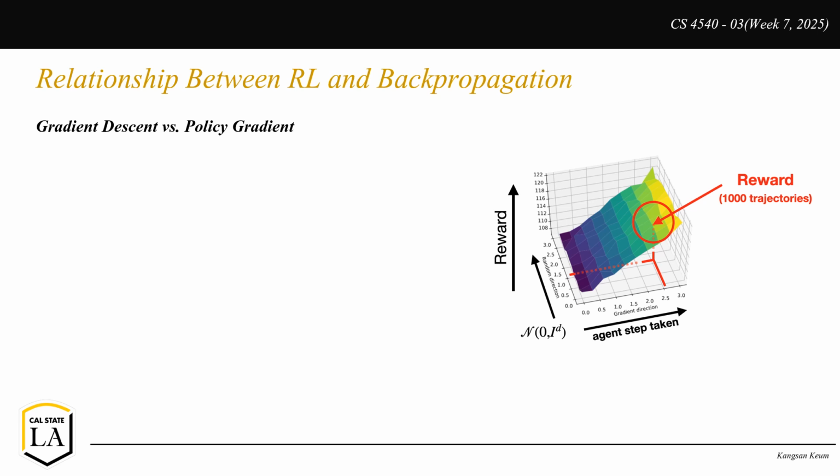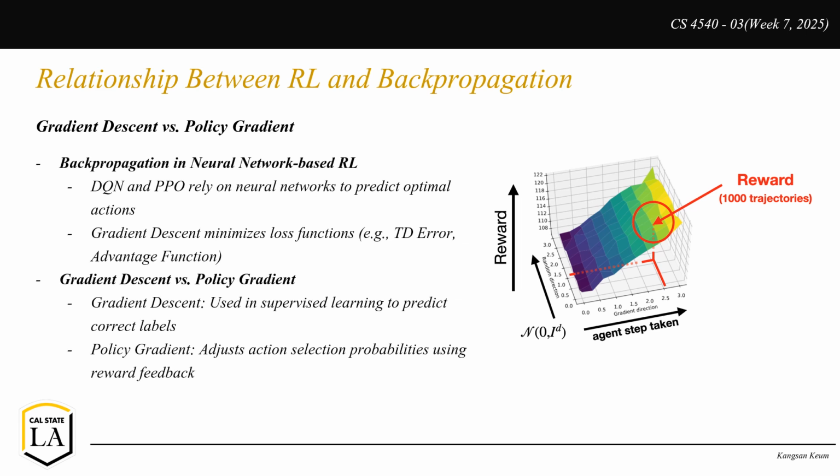Reinforcement learning models, particularly deep RL algorithms, rely on neural networks for decision making. But how do these models actually learn? Backpropagation is the key mechanism behind training neural networks, and reinforcement learning integrates backpropagation through techniques like deep Q networks and PPO. The difference between gradient descent and policy gradient is this: in supervised learning, the model updates weights based on a given loss function, adjusting predictions to match labeled data. However, in policy gradient reinforcement learning, the model updates weights based on the rewards, adjusting the probability of actions based on how beneficial they are. By combining deep learning with reinforcement learning, modern AI can handle high-dimensional environments, complex reasoning, and long-term decision-making.